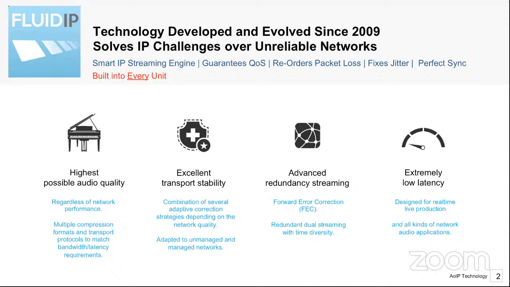So we have the highest possible quality, we have excellent stability, we have redundant streaming, which we're going to talk about, and we can do it at a very low latency. But again, the latency is going to be determined by the bit rate we're using, which in some cases is out of our control, and the compression algorithm that we have to utilize to do the streaming itself, which I covered in a previous slide.